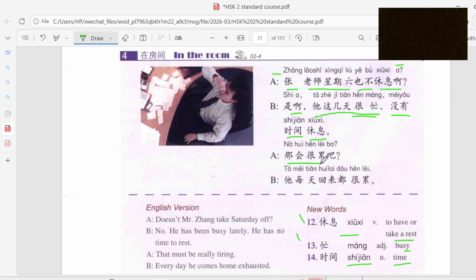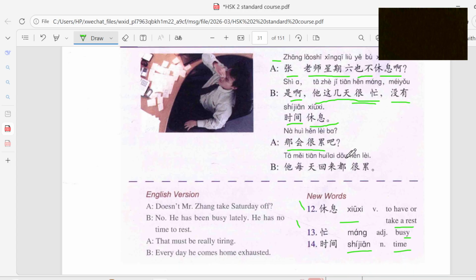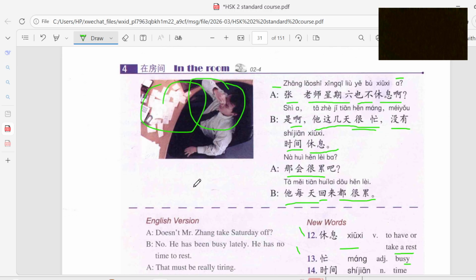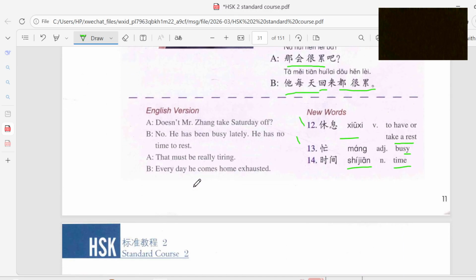那会很累吧。This 累 means tired. 那会很累吧。That must be very tiring. 很累。他每天回来都很累。Every time he comes back he's exhausted. You see, he's already exhausted while he's working even on weekends, you see a lot of stuff he has to work on.